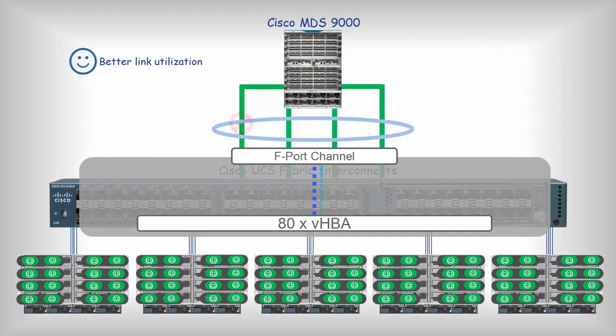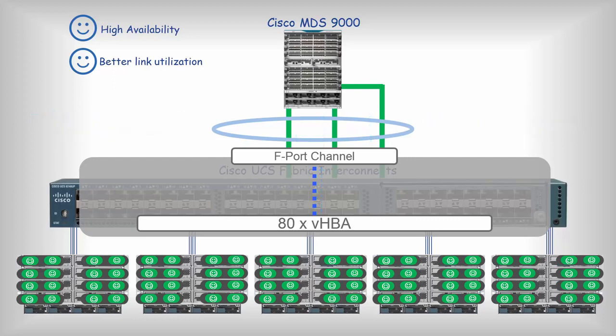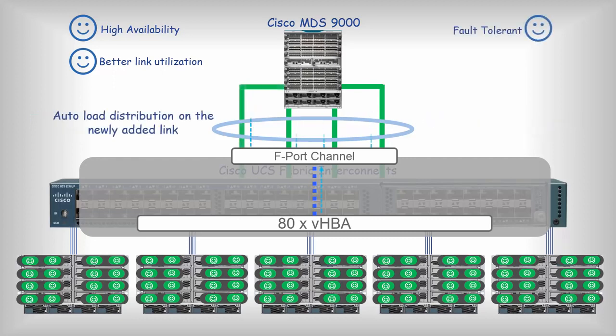If one of the physical links fails, the VMs do not have to relog into the fabric. The remaining links continue to keep the F-port channel in up state. There is no traffic loss. When the failed link comes up, the traffic starts using that link automatically. If you want to grow and desire to increase the uplink bandwidth, just connect the cables between UCS fabric interconnects and MDS switches. Traffic will automatically spread across newly added links.